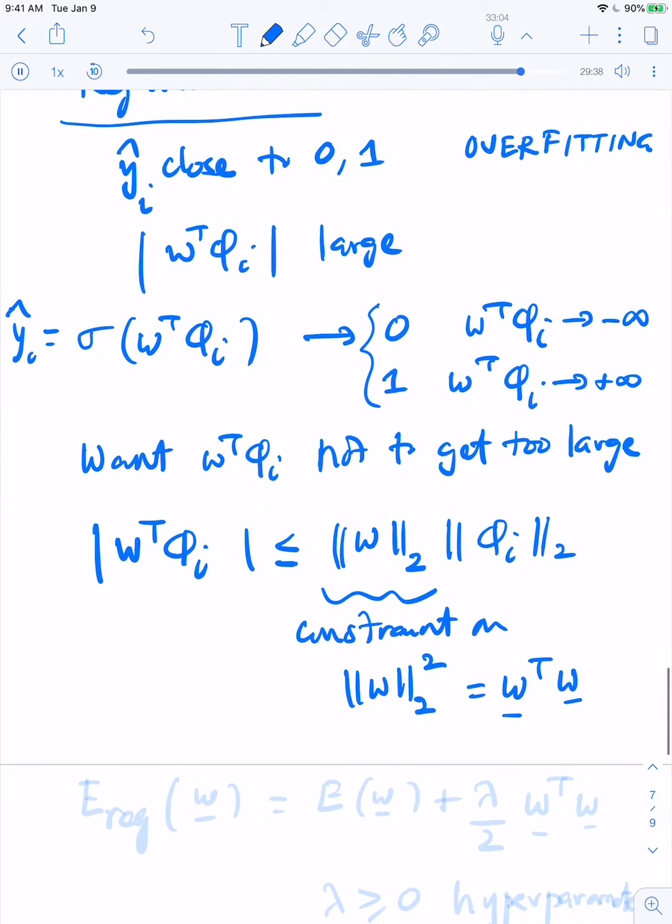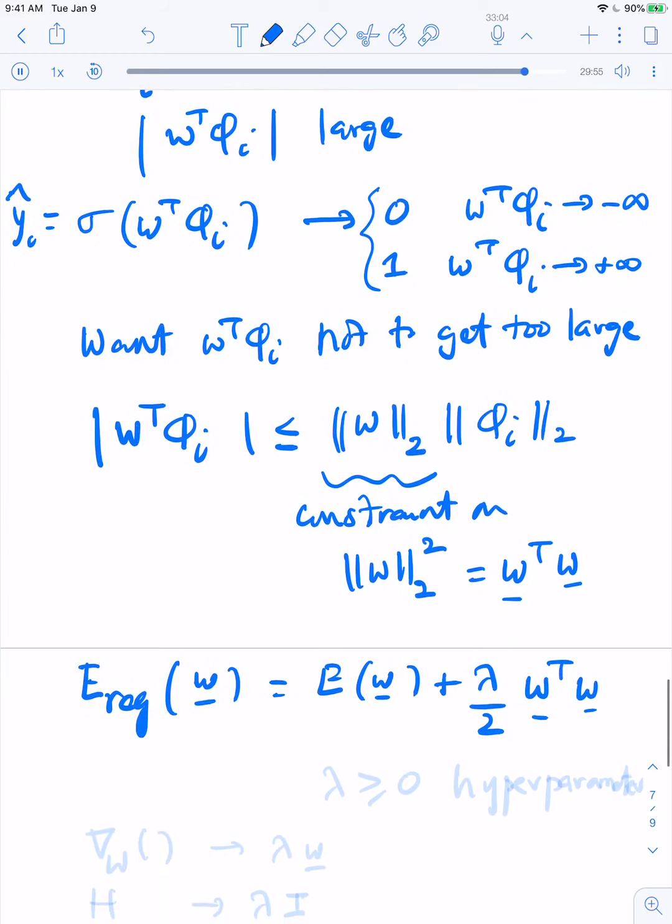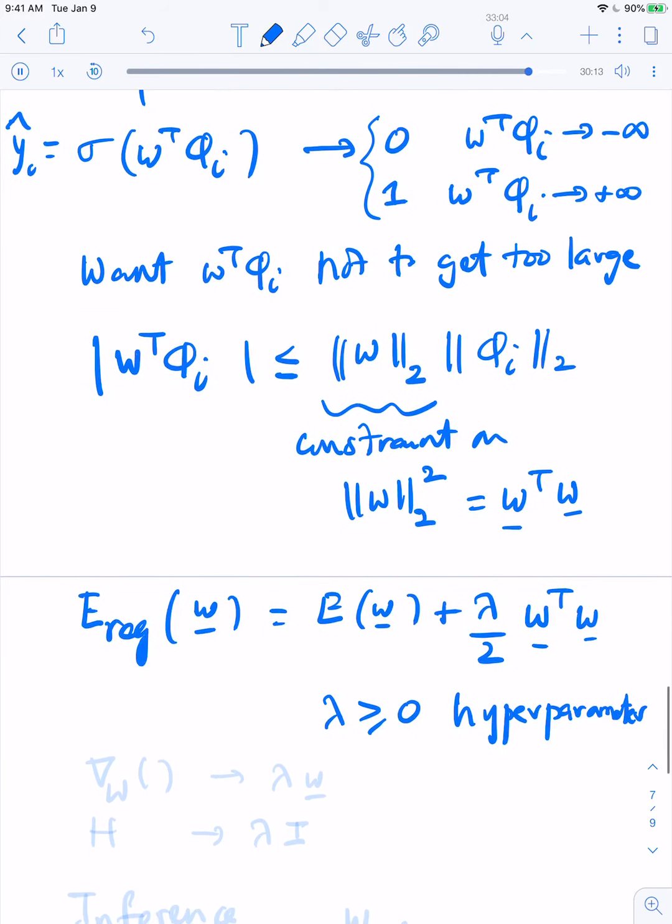So instead of minimizing the original cost function, we can minimize the regularized cost function, which is the original cost function plus some term that penalizes the L2 norm from getting too big, where this term lambda is bigger than or equal to 0. It has to be strictly bigger than 0 to offer some non-trivial regularization, and we'll consider that to be a hyperparameter that we play with.